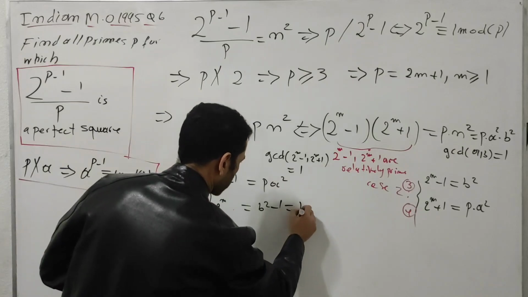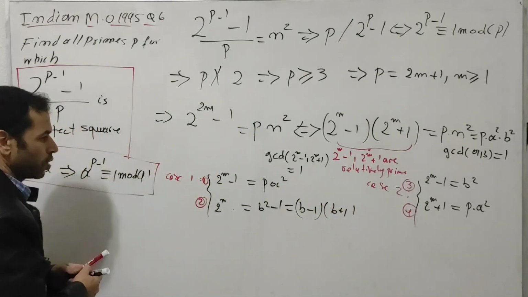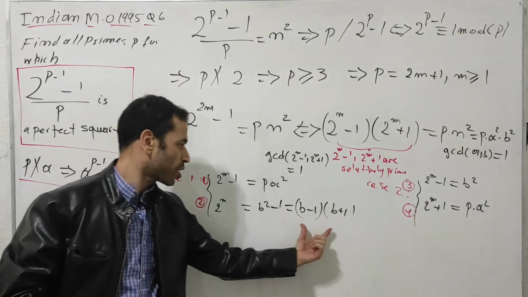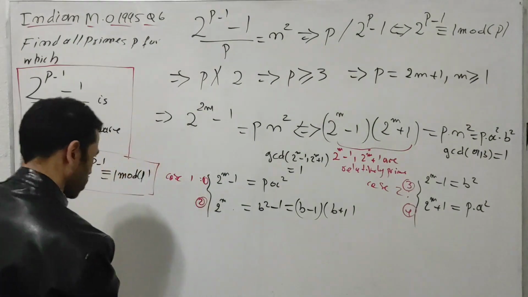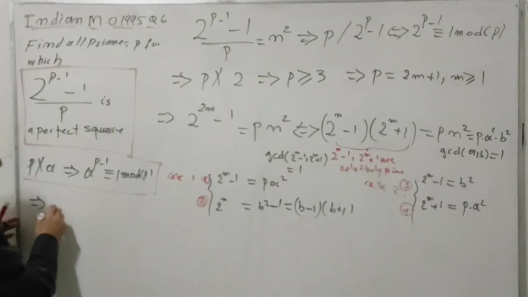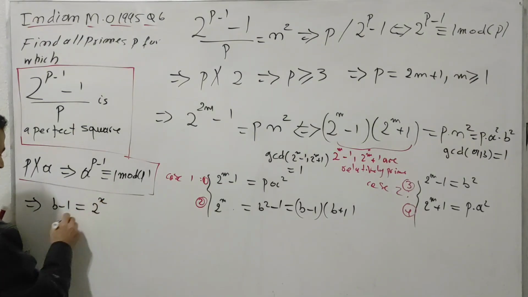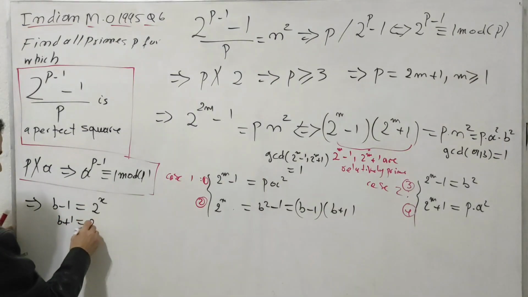This one will be written in this form: (b − 1) factor (b + 1). Since the left hand side of this equation is a power of 2, the right hand side of this equation must be a power of 2 as well. So this one is telling us b − 1 takes this form, 2^x, and b + 1 will be written in the form 2^y.